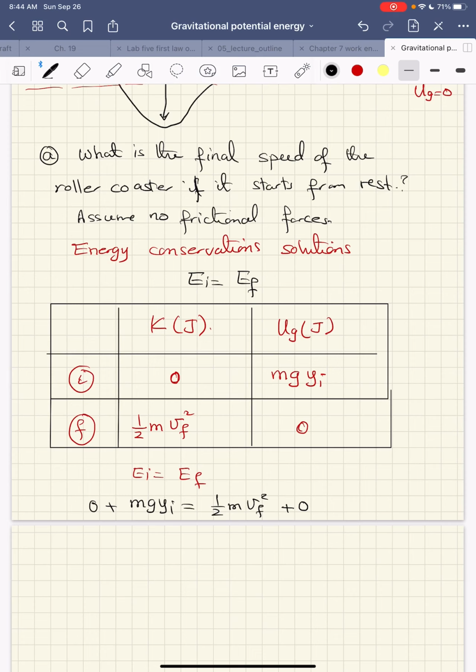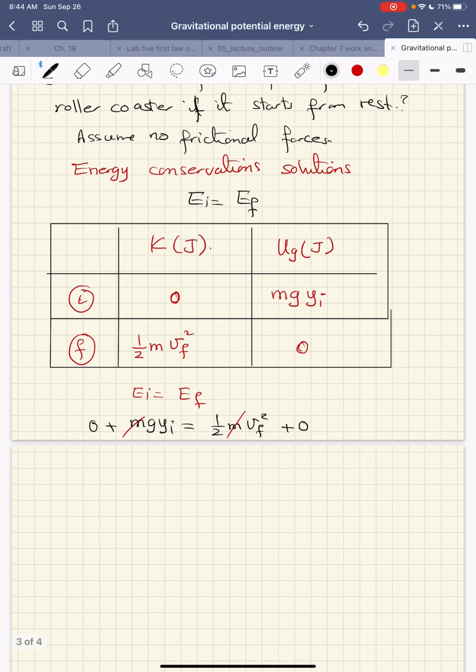Now here I can easily cancel the mass, but I want to bring to your attention that this is not the case with all the problems. Then don't make it a habit just to get rid of the mass, unless mass appears in all the terms.